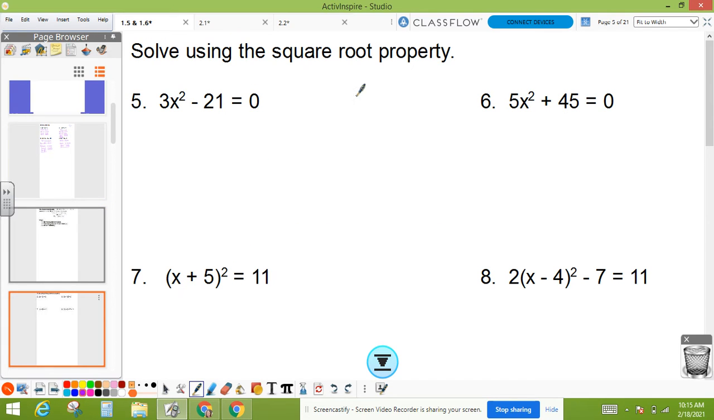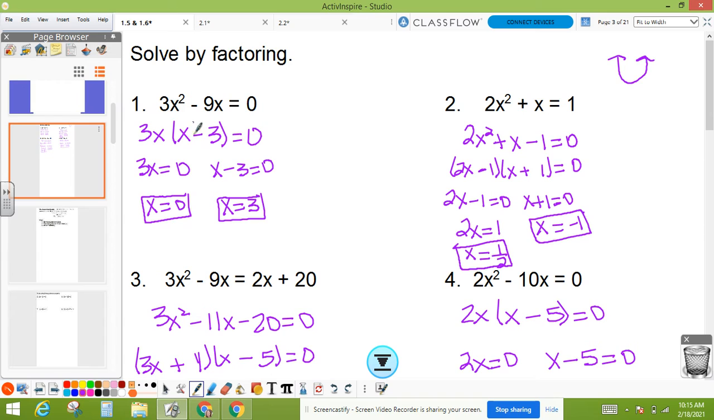All right, so to solve using the square root property, we want the squared thing by itself. When I say squared thing, in this problem and this problem, you just have an x squared. But in these two problems, you have parentheses squared. So the square root property, by the way, will only work when you have problems that look like these. If you have problems that look like these guys, the square root property won't work because you can't get to that x by itself.